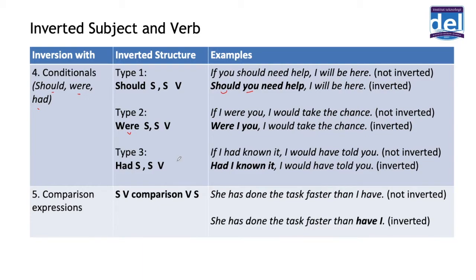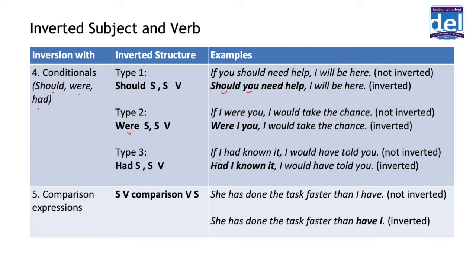In type 3, we omit the "if" and put the word "had" to the front. So the structure is Had, subject, comma, subject, verb. Or it is possible to put the "had" in the middle of the sentence, so it becomes subject, verb, had, subject. For example, in a normal structure sentence, we write, "If I had known it, I would have told you," or "I would have told you if I had known it." They are just the same, okay? Just the position of the connector is different.